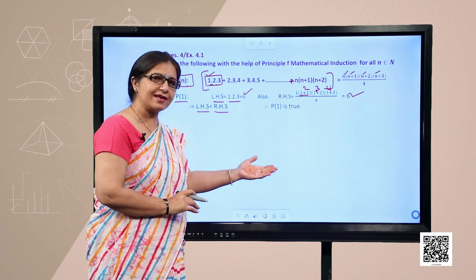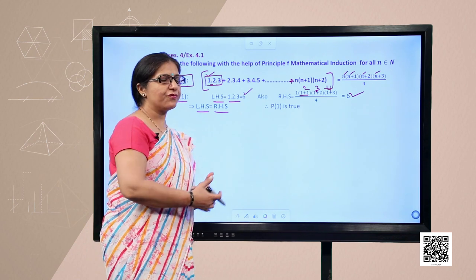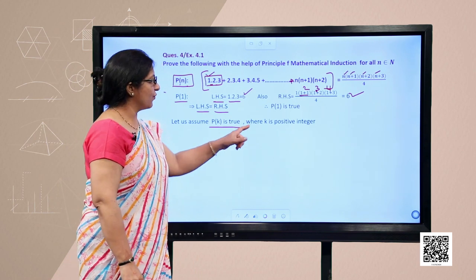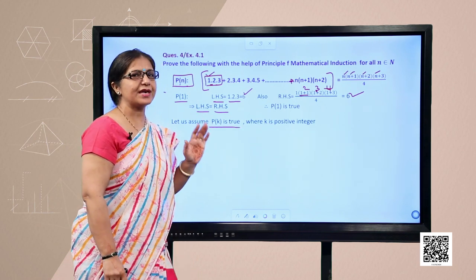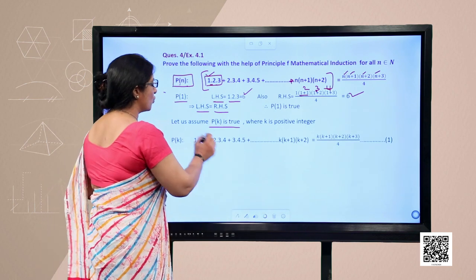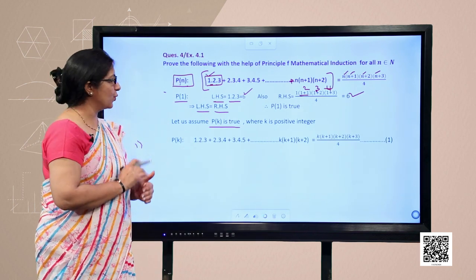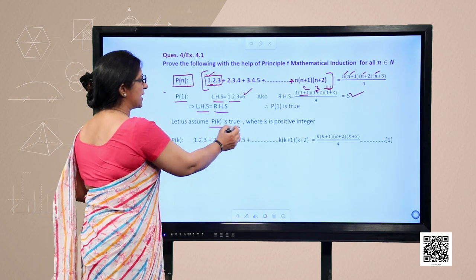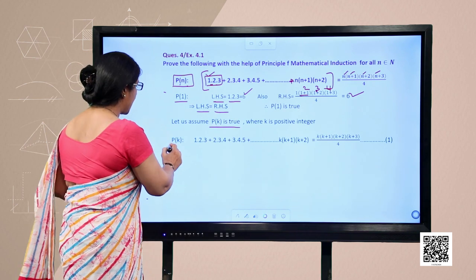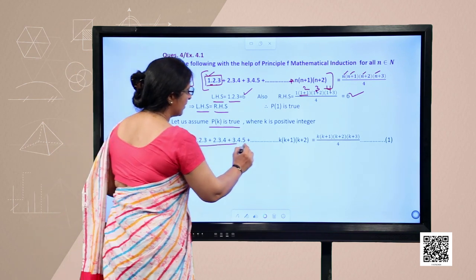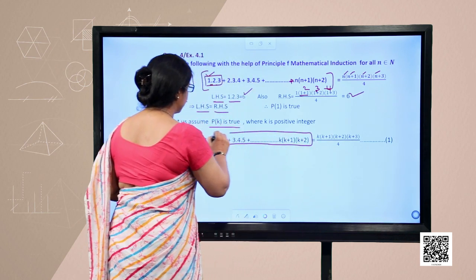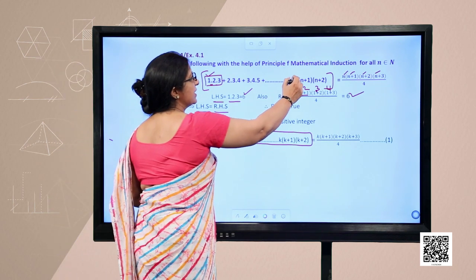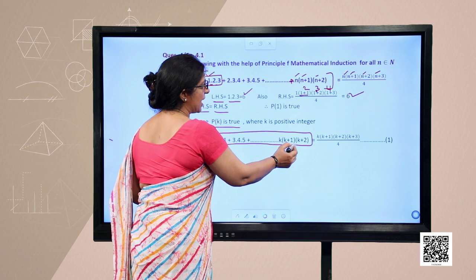So this gives us a signal that we can move further by assuming that P(k) is true, where k is any positive integer. After assuming that P(k) is true, we shall prove that the statement is true for P(k plus 1). Before moving to P(k plus 1), let us write P(k). What is P(k)? What is the difference between the statement P(k) and P(n)? The only difference is wherever there is n, we will replace it by k.